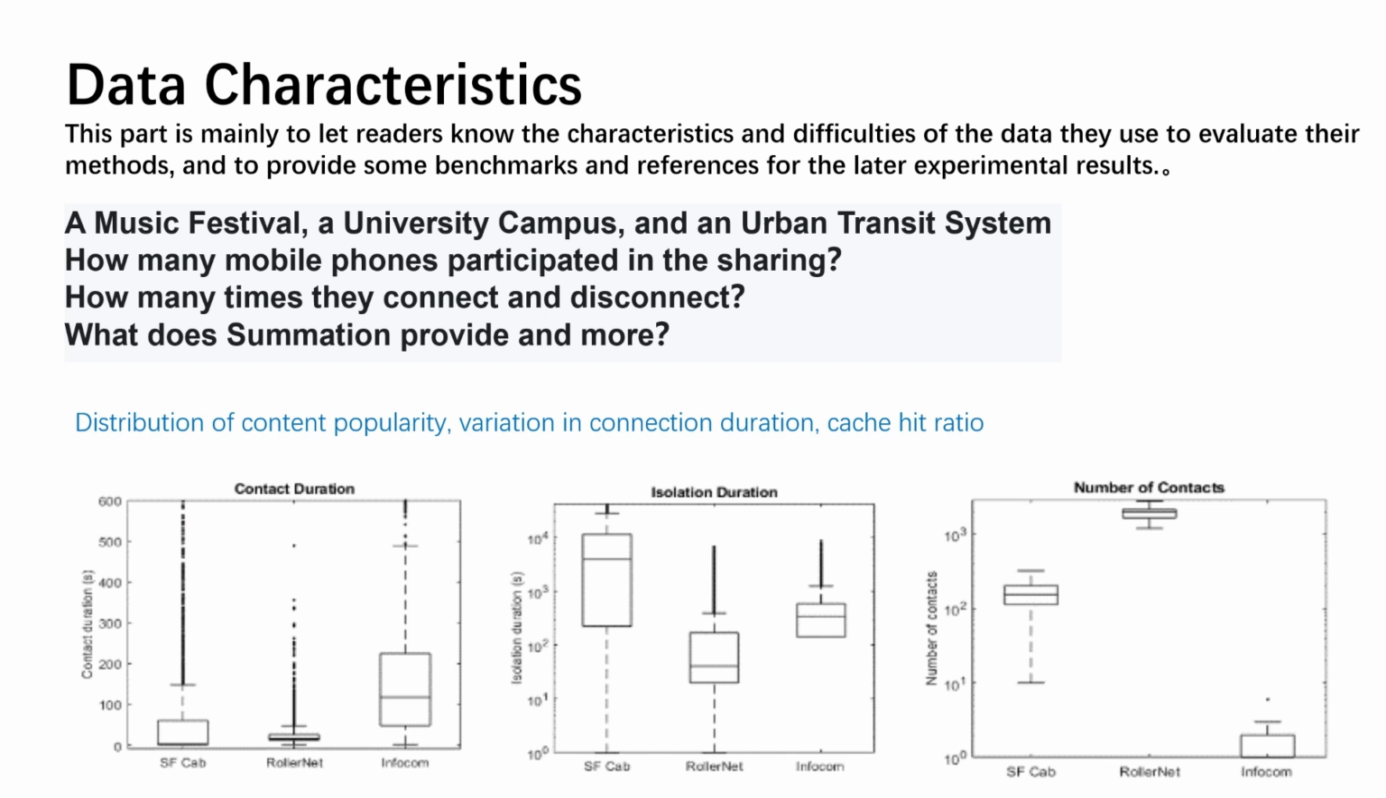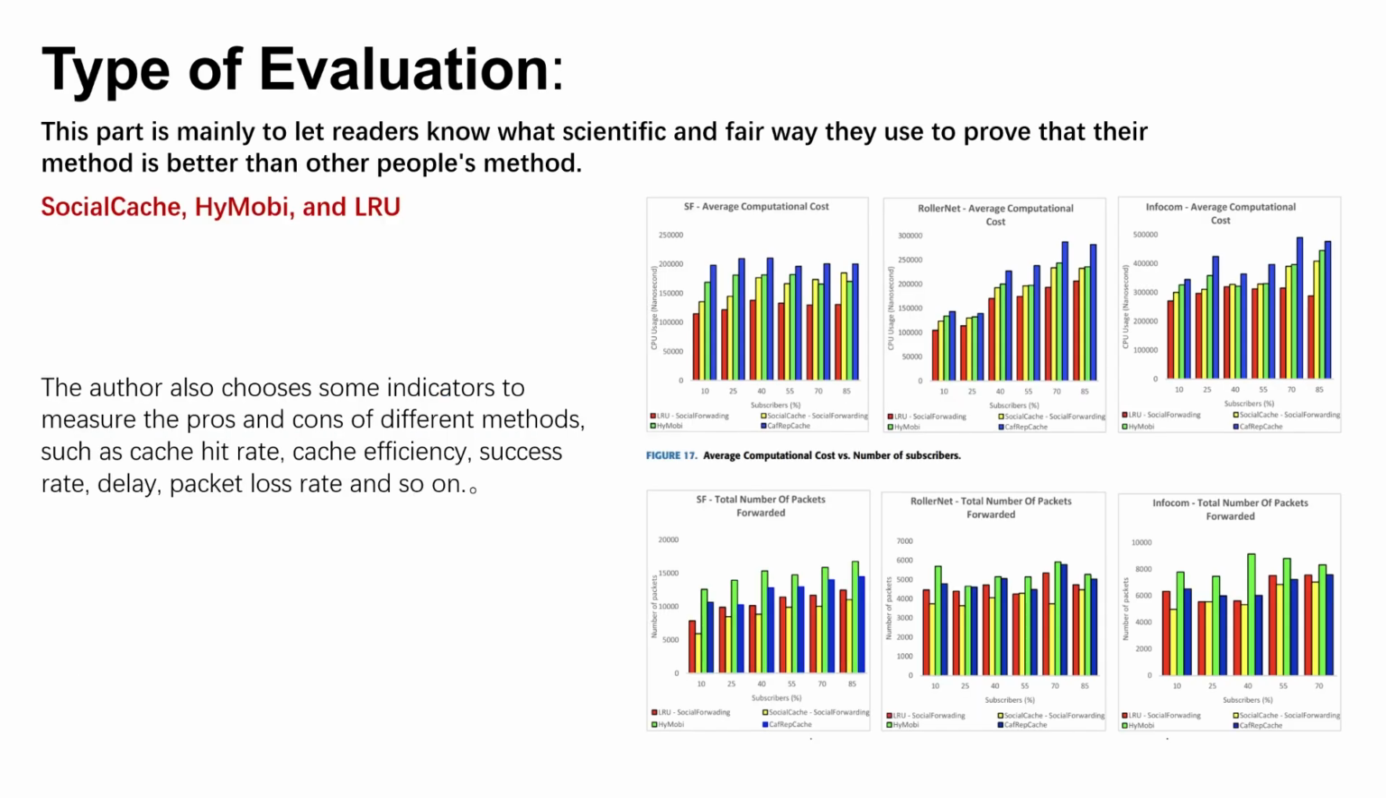The authors collected these data from 3 different scenarios: a music festival, a university campus, and a city bus system. The authors count and analyze the data from each scenario. The authors also show graphs to visualize the characteristics of the data, such as the distribution of content popularity, changes in connection duration, the impact of cache hits, and so on.